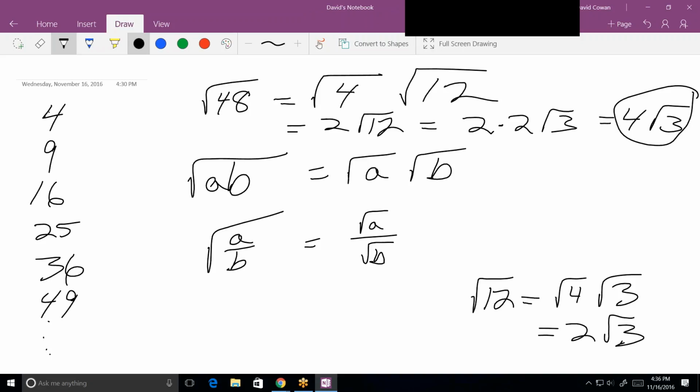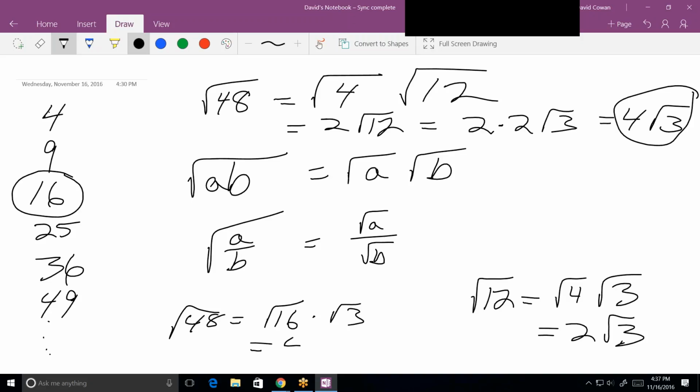Yeah. Now, notice that had you noticed that 16 is also a factor of 48, then it would be square root of 48 equals square root of 16 times square root of 3. Immediately, I get to the answer in one step or 2 steps, as opposed to the 2 or 3 steps that it took me doing it the other way. So there's always an advantage if you can find the maximum perfect square number as one of your factors.